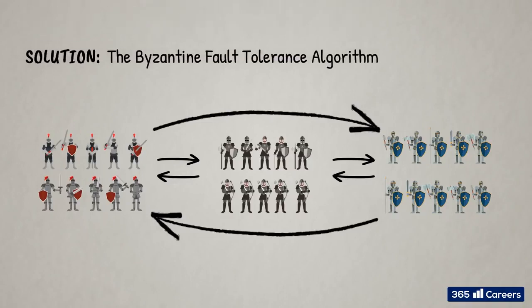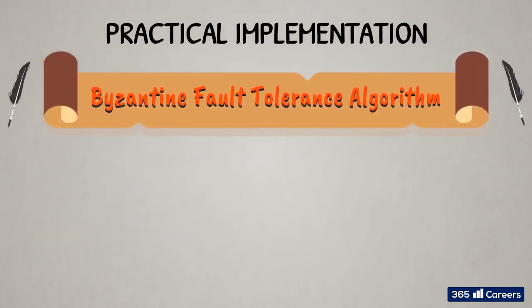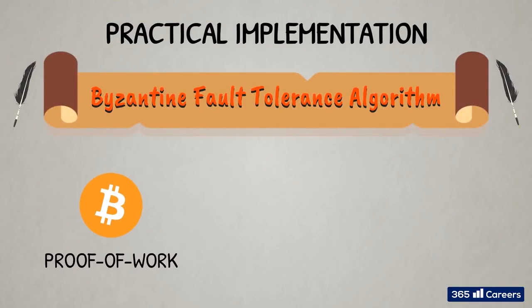Now that you are familiar with the problem, let's see its solution. It's called the Byzantine fault tolerance algorithm. Over the years, there have been several proposed theoretical solutions involving game theory and math. The first practical implementation of the Byzantine fault tolerance algorithm came with Bitcoin's proof of work.